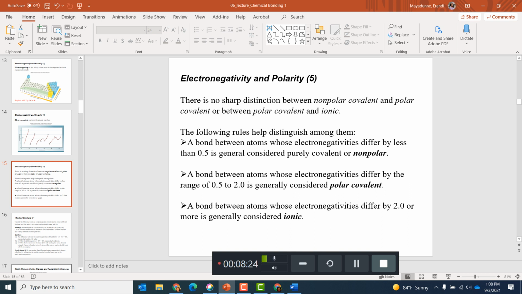So electronegativity difference 0.5 or below, pure covalent. Electronegativity difference between 0.5 and 2, it is polar covalent. Above 2, it is ionic.